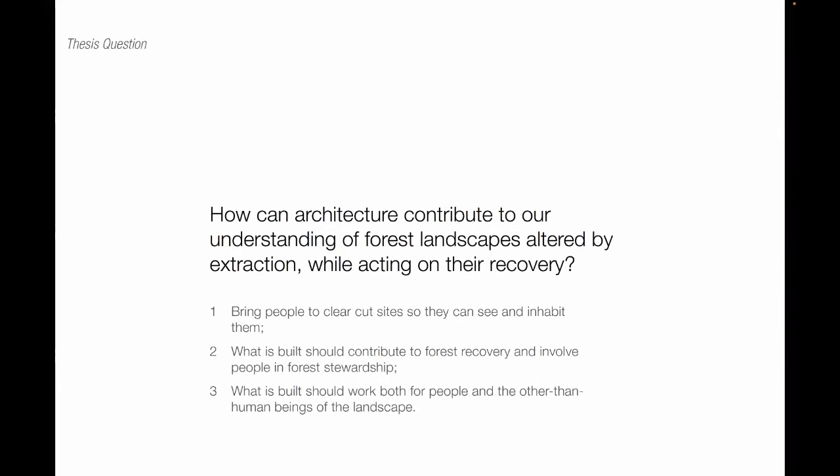So with this built infrastructure, this thesis asks, how can architecture contribute to our understanding of forest landscapes that have been altered by extraction while also acting on their recovery? I'll try to answer this by providing meaningful encounters with this altered landscape through framing its past, present, and future from many perspectives, and by enabling active participation in this scheme of care and recovery.